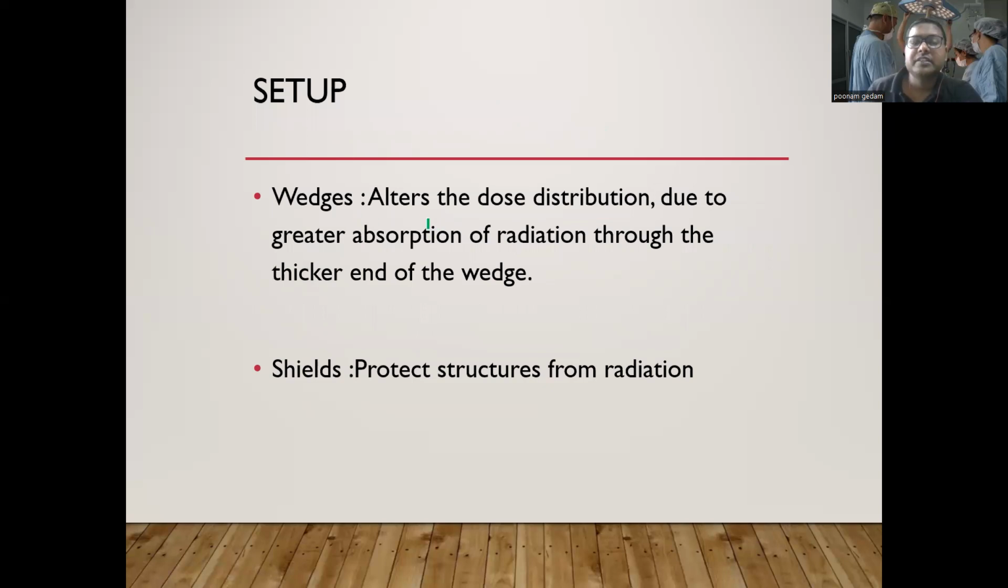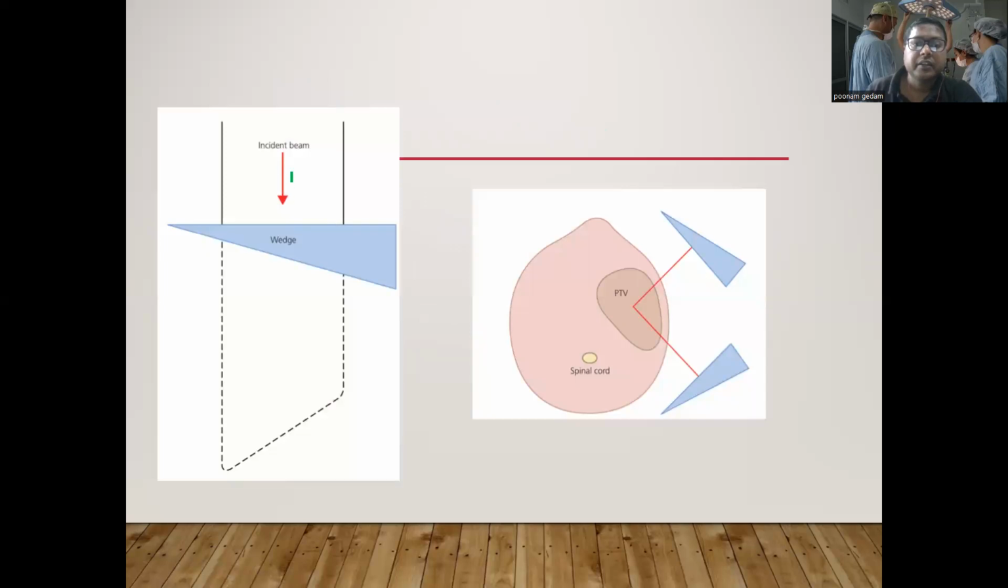So what is the setup required? Wedges alter the dose distribution due to the greater absorption of radiation through the thicker end of the wedge. Shields protect structures from radiation. Okay, incident, this is the wedge.